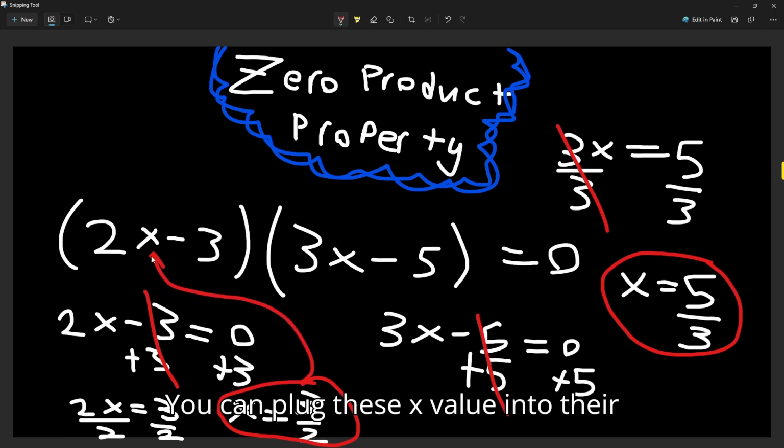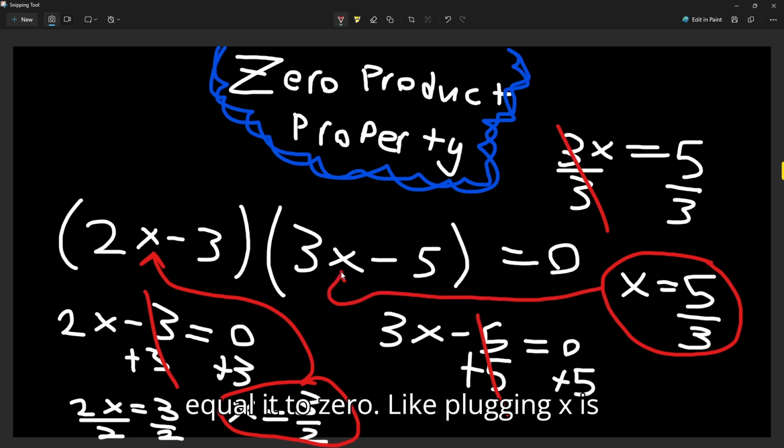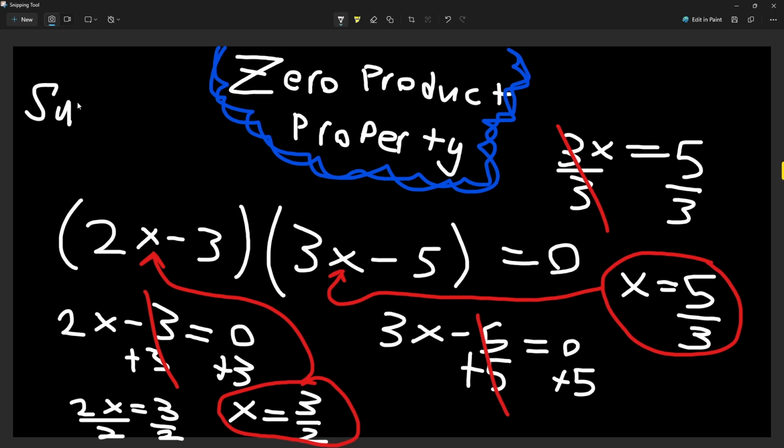You can plug these x values into their terms to see if they have no remainder or equal 0. Like plugging x is equal to 5 divided by 3 into the 3x minus 5 term, and x is equal to 3 divided by 2 into the 2x minus 3 term.